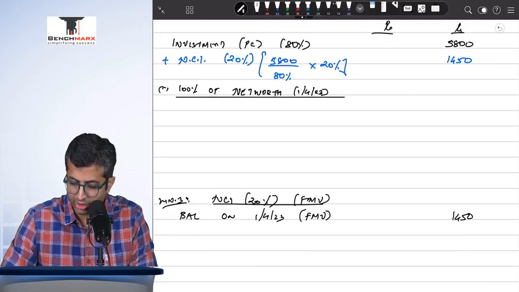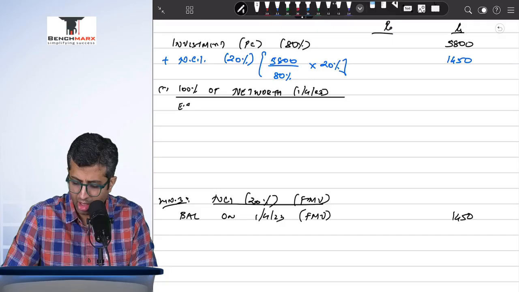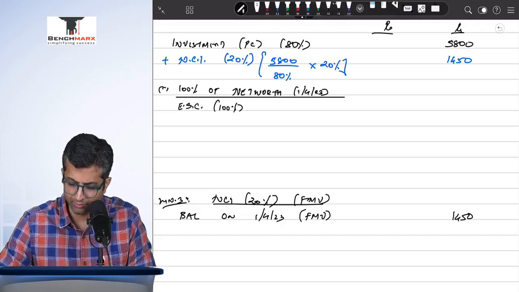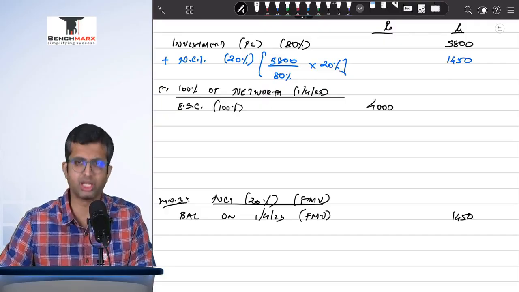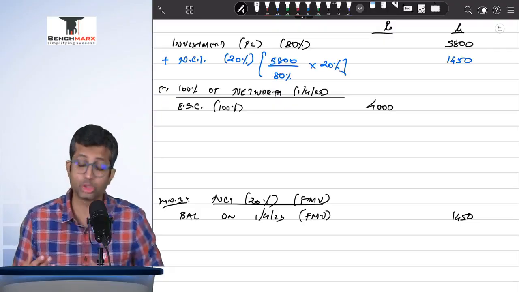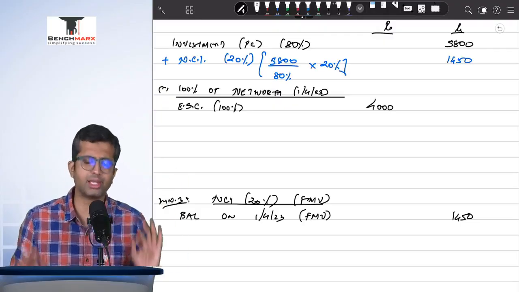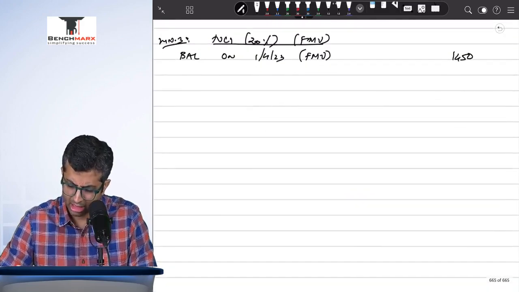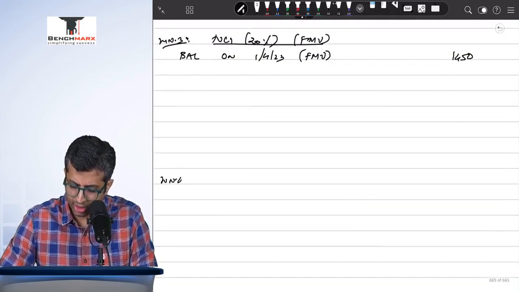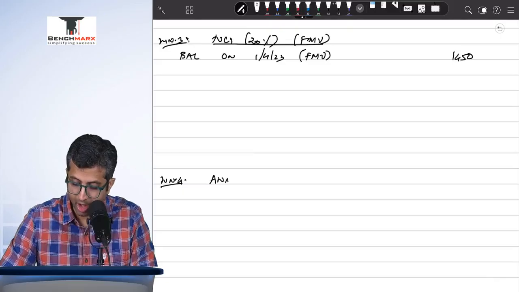On the date of acquisition, what was your equity share capital? Equity share capital was 4,000. Can I say the entire 100% will be taken over here? Yes, the entire 100%. Will I attribute separately 20% to NCI? No, because NCI is already taken at the fair market value as on the date of acquisition. Then comes your working note 4, which is your analysis of reserves.